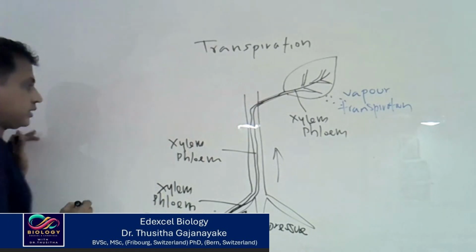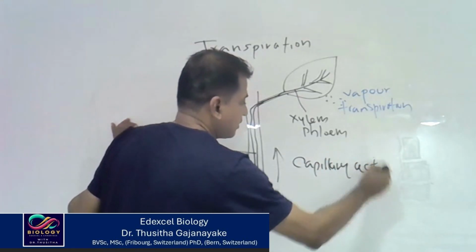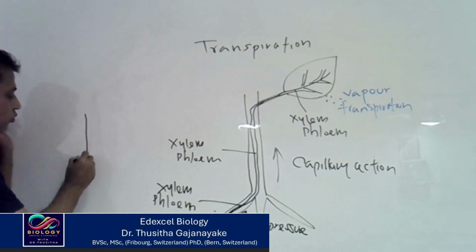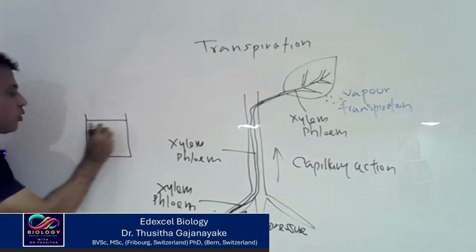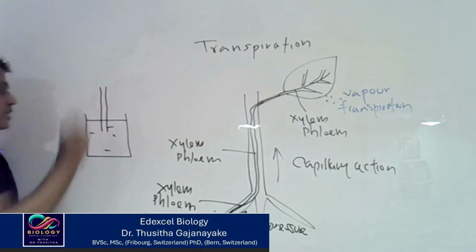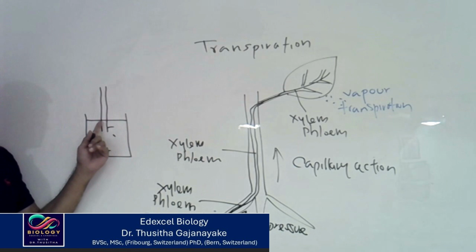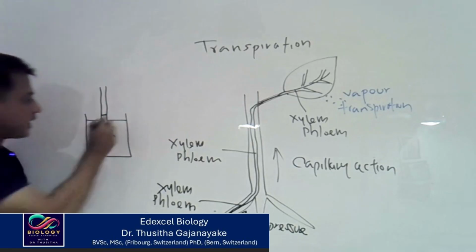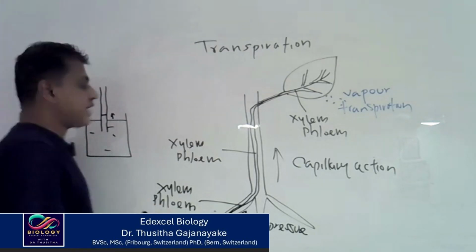There is something called capillary action. So capillary action is like this. If you want to observe water behavior, you take a beaker and fill it with water. Then you can insert a small glass tube like this. When you insert the glass tube, you never observe water staying at this level. The water will go up, actually staying like this. That means water can go up. So water can go up because of the capillary action.